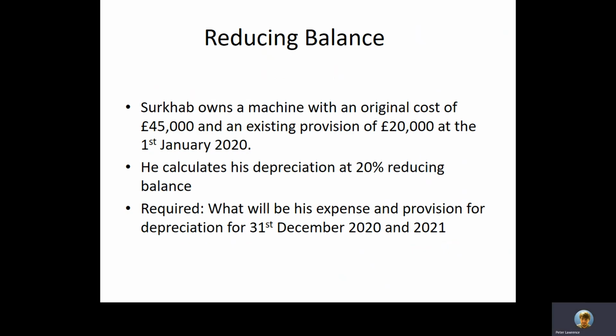So here is an example. Circab owns a machine with a cost of 45,000 and it's already been depreciated. So it's got an existing provision of £20,000. So he's obviously owned this quite a while. But at the 1st of January, it's got a cost of 45,000 and a provision of 20,000. Now he's going to calculate his depreciation at 20% reducing balance. So again, we're going to do 2 years just so you can see. In the exam, you'll have to do 1 year. I'm just doing 2 years so you can see the effect of the increase of the provision.